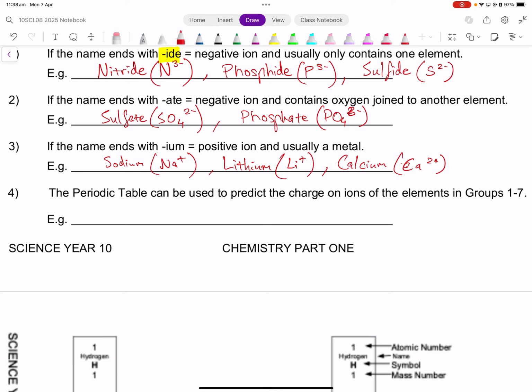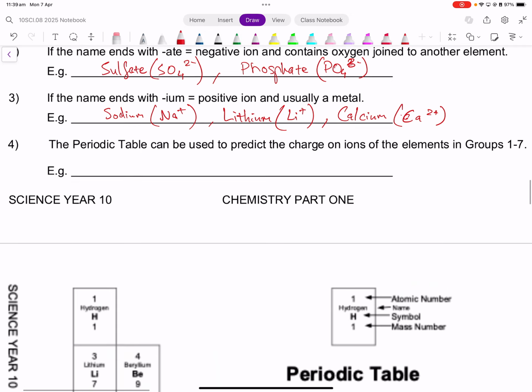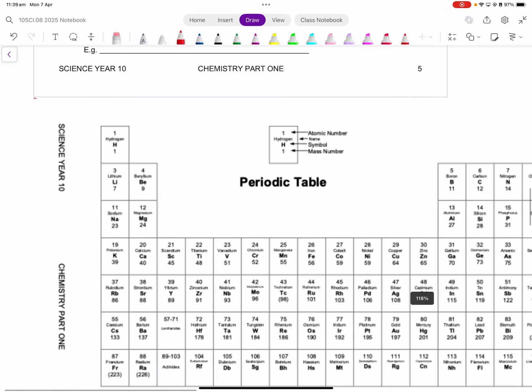Here's where we're going to get that green sheet of paper in front of you now. And we are going to annotate our periodic tables a little bit before we can answer question 4. So, can everyone pull up that periodic table in front of them? And we'll get to answering this question.